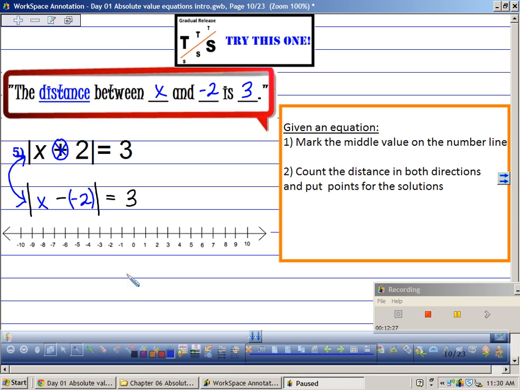Okay, so how about Michaela? Where am I going to start? Negative 2. And how far am I going to travel away from negative 2? 3. 1, 2, 3 away. And 1, 2, 3 away. What two numbers, Michaela, are 3 away from negative 2? Good. Negative 5 and 1. Questions?